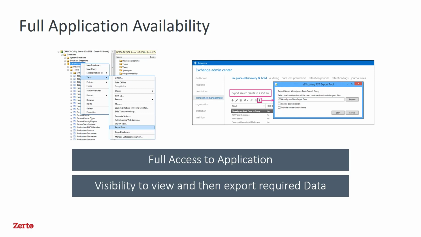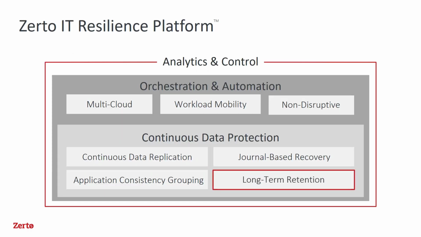Now, the journal goes back up to 30 days, maximum of 30 days. But what if I want to store my data longer than that? So let's talk a little bit specifically about long-term retention.